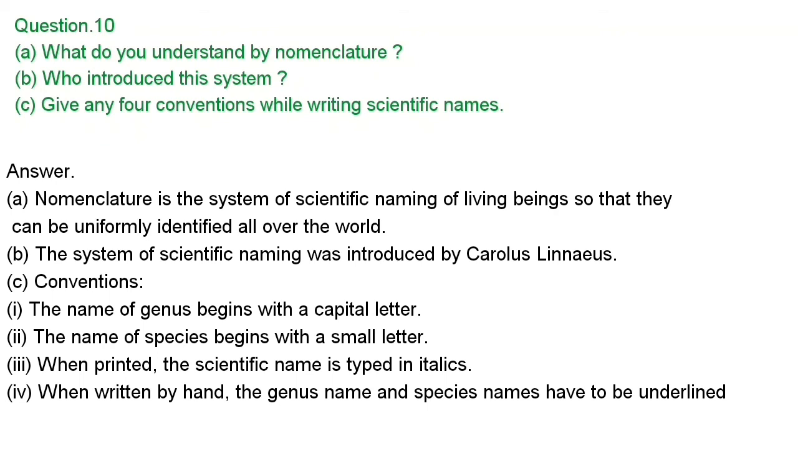Give any four conventions while writing scientific names. The conventions are as follows. The first one is that the name of the genus begins with a capital letter. Next, the name of the species begins with a small letter. When printed, the scientific name is typed in italics, and when written by hand, the genus name and species name have to be underlined. Since you are a student, you must remember that the genus and species names have to be underlined. This is the most important point for you students.